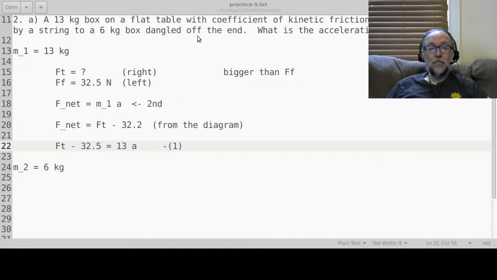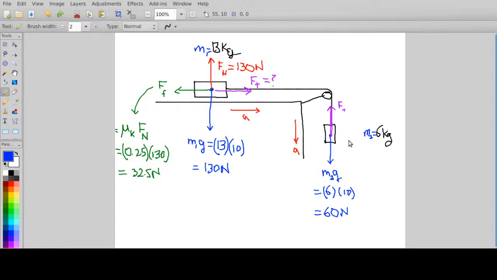Okay, so now let me carefully switch to the other whiteboard, the diagram. We're done with Newton's law applied to M1. Let's look at M2 here. There are only 2 forces. Which one's bigger? The 60 Newton, because it's accelerating downwards. So the net force here is going to be the 60 Newtons minus Ft.